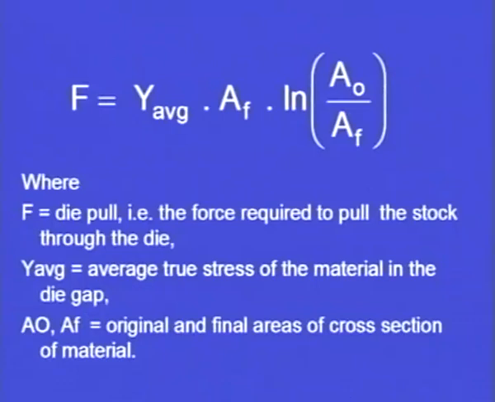Now, this can be calculated if we know Y average. Y average gives the average true stress of the material in the die gap. There are different stress strain curves, but here we have to take into account the true stress of the material when it is inside the die. Then AO and AF are the original and final areas of cross section of the material. If we know the original and the final area of cross section of the wire and the average true stress of the material, we can very easily calculate the die pull, or the force that will be required to pull the wire out of the die. So, this formulation can be used to calculate the die pull.